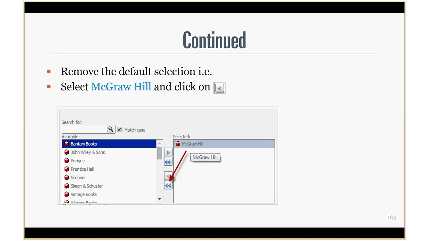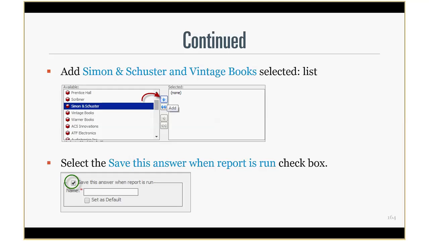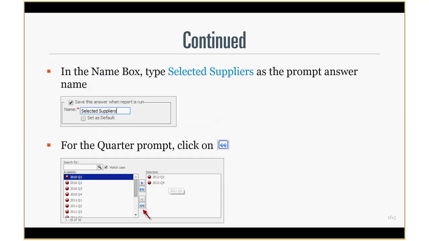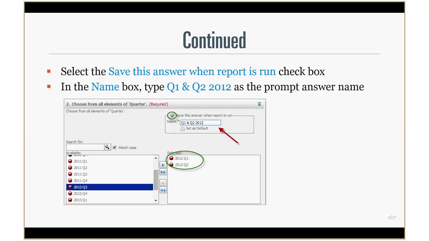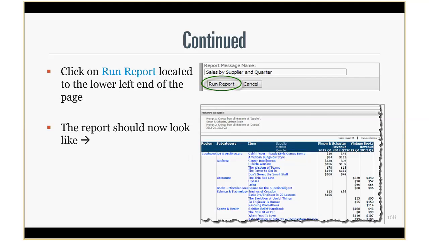Once we select the prompt answers, by default some answers are already selected. We are going to disable them. Then we are going to add new suppliers and save that answer. Similarly, we are going to remove the pre-selected quarter answers, then add new quarters to my list and save these answers again. We are going to run the report and view the data in the report.